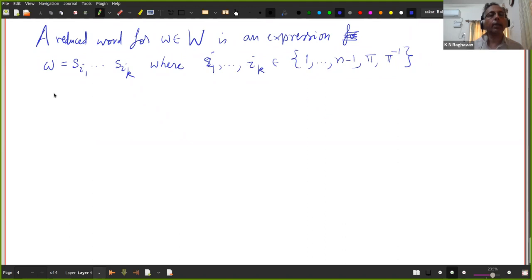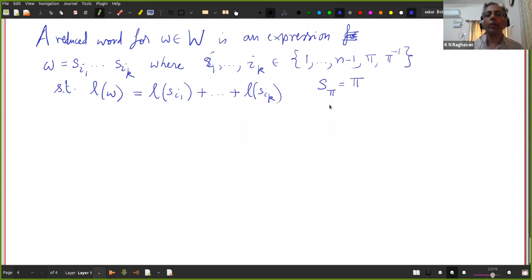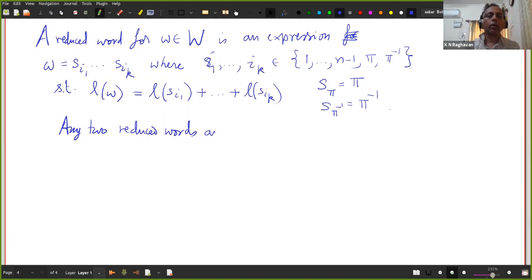Such that the length of w, as defined above, is the length of S_i1 plus ... plus S_ik. I have to say, S sub pi is just defined to be pi, and S sub pi inverse is defined to be pi inverse. And the thing is, any two reduced words are related by braid and other obvious relations.